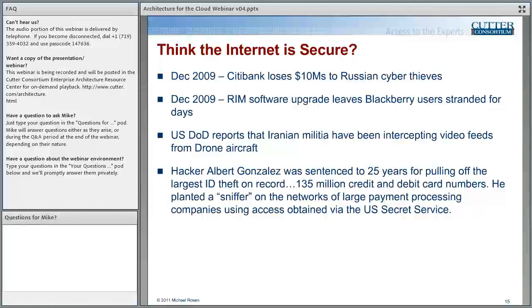Albert Gonzalez, recently sentenced to 25 years for stealing 135 million credit cards. How'd that happen? He was a subcontractor to the Secret Service, and while he was working for, I believe it was Visa, but who knows which card processing company, he stuck a sniffer on their network. Again, what's the point of all of this? Well, these are sophisticated, high-quality, well-financed organizations. And if this happens to them, it's going to happen to software as a service providers.